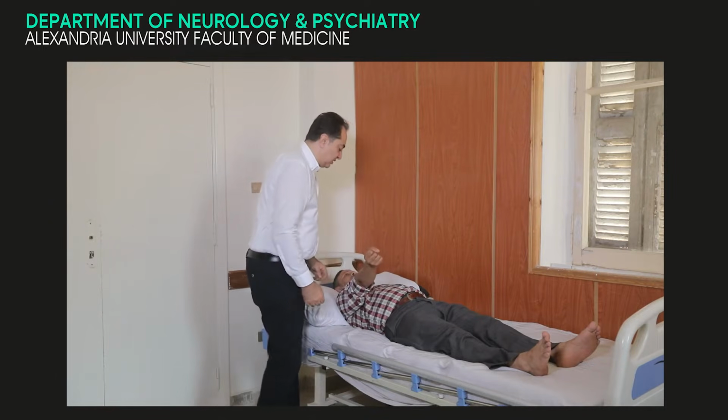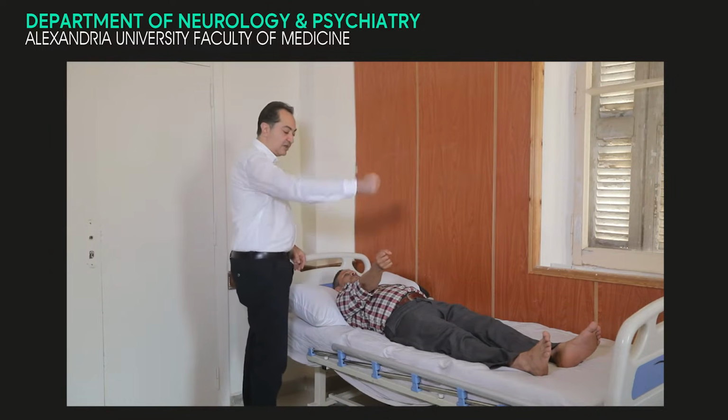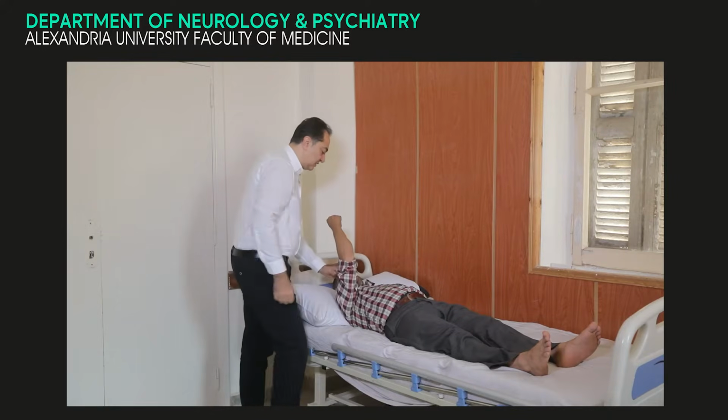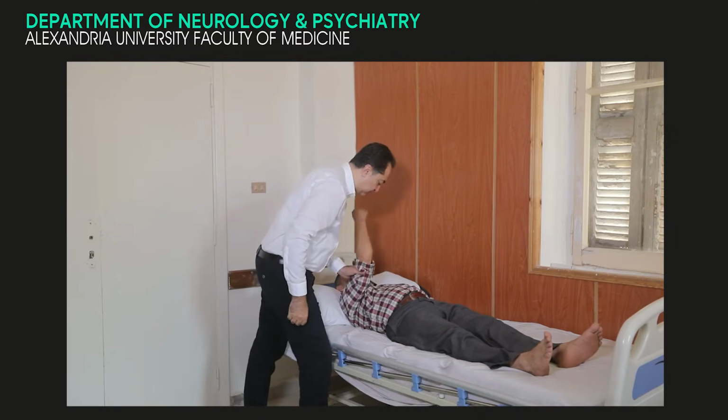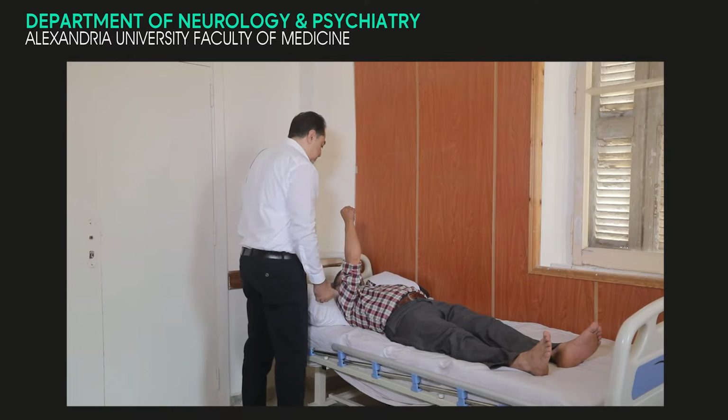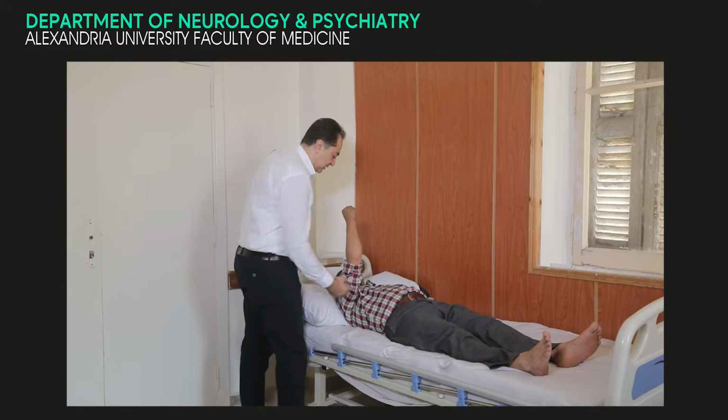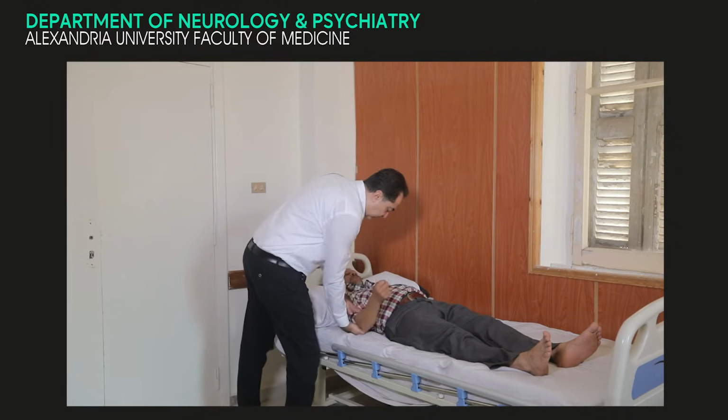Elbow extensors. Then the shoulder flexors. Raise your arm forward. This is the shoulder flexors. And shoulder extensors. Bring your arm backward. Push down.